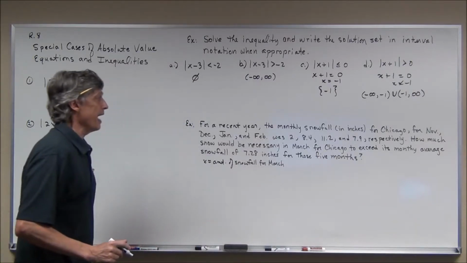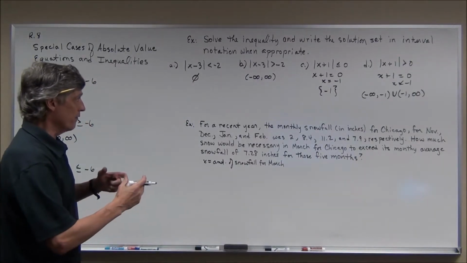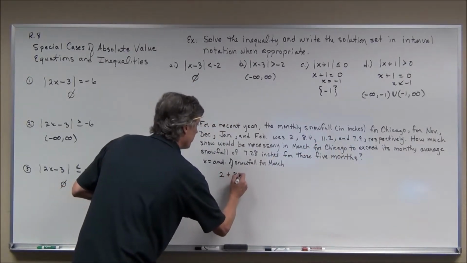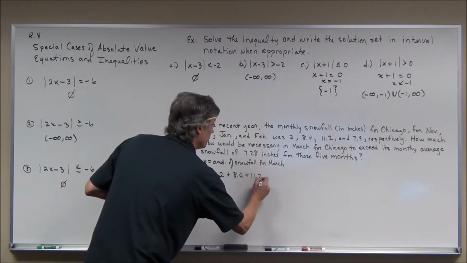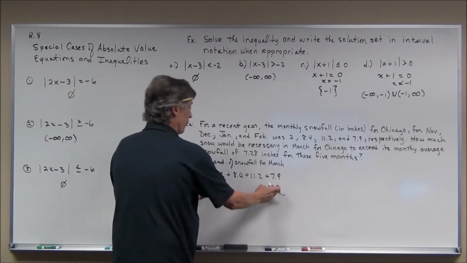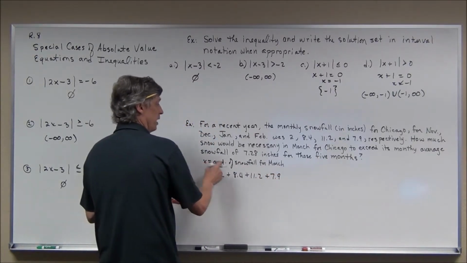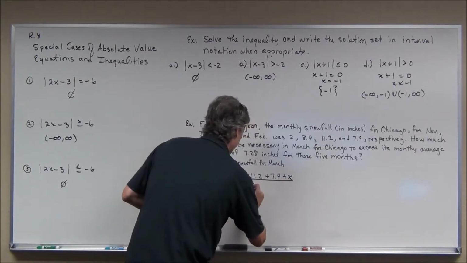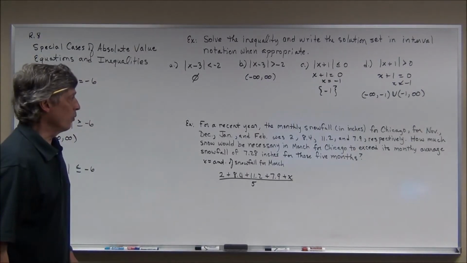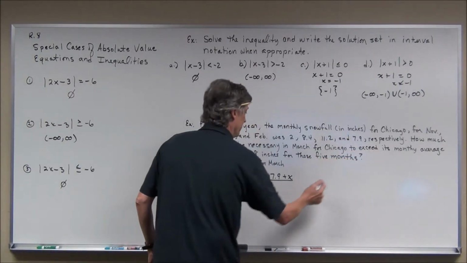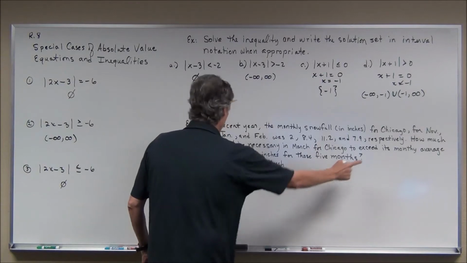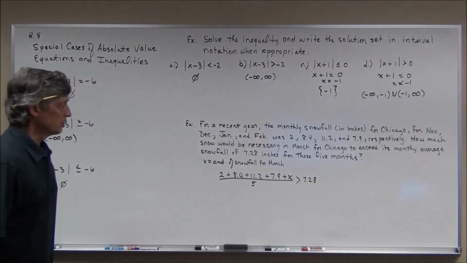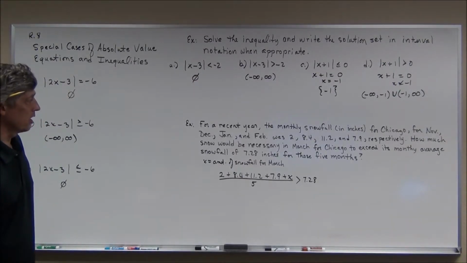Since we are looking at an average here, I'm going to add up all the values. I'm going to add up these 4 months, the 2, the 8.4, the 11.2, and the 7.9. That's for those 4 months. And then also the 5th month, which I've called x. And I'm going to divide this by 5. That's how you find an average. And we want this to exceed, we want it to be greater than its monthly average of 7.28. So that's my inequality that I'm going to use to solve this problem.